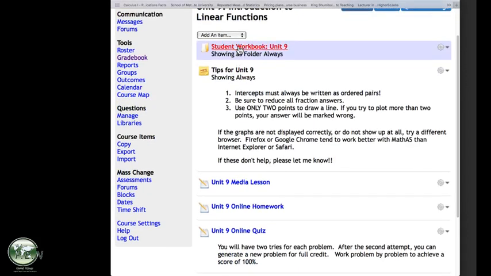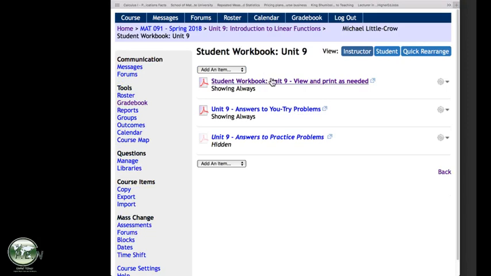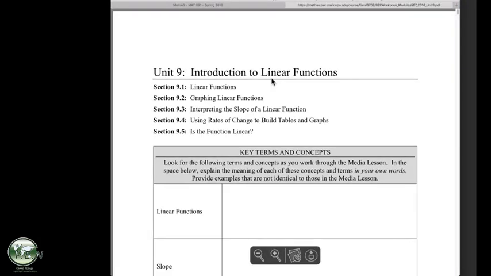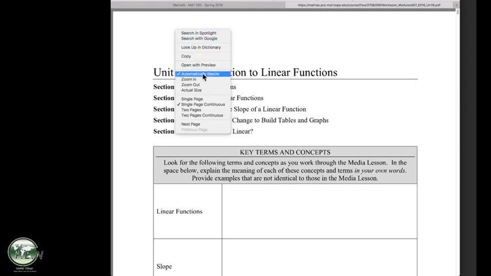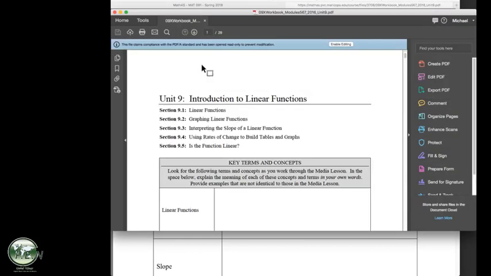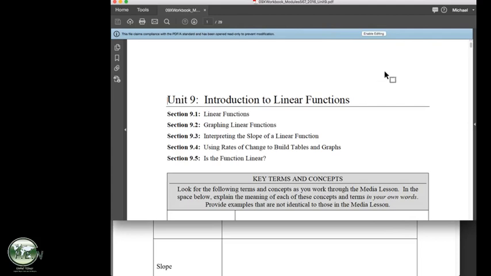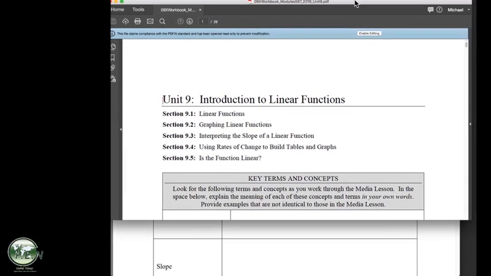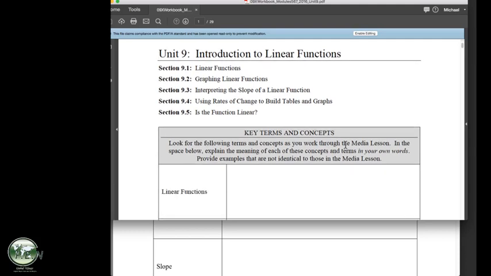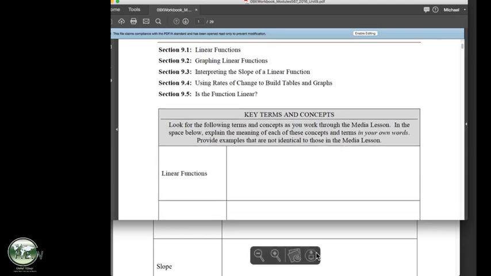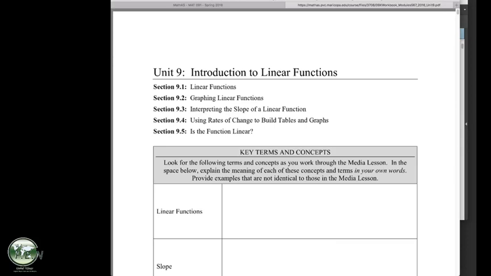So we're going to just go ahead and download the workbook. Actually, I should have done this earlier, but let me see if I can. If I do this, then I won't need the internet. Okay. Just close this out.